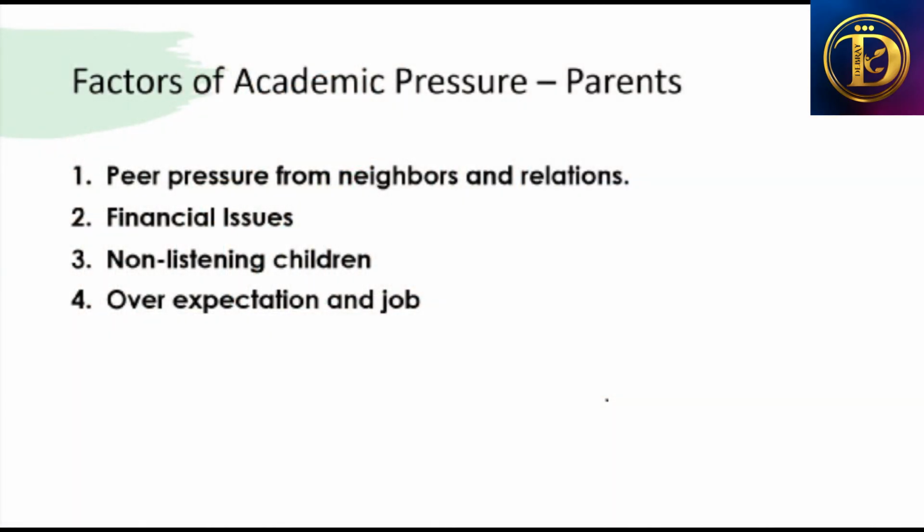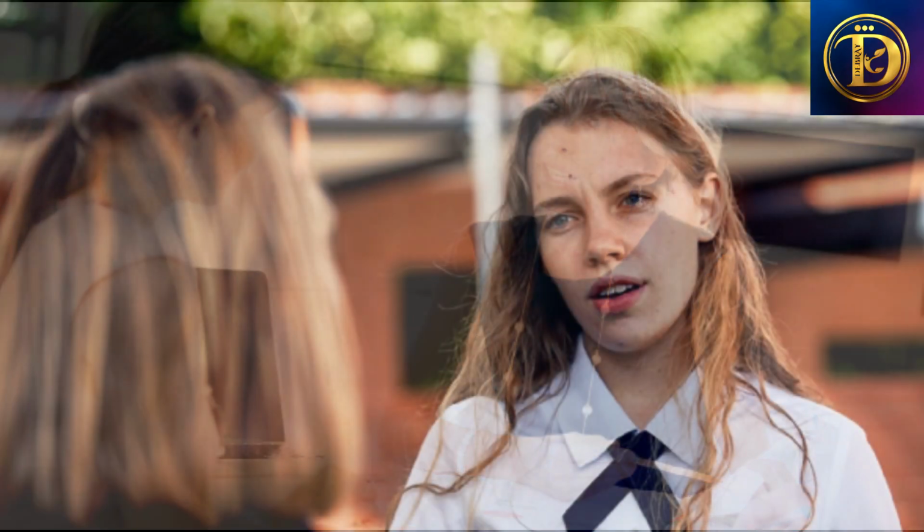And number 4, over expectation and job. Parents get their own pressure by expecting more from their children. They want their children to be at the top of the academic ladder always. Job fear and employment risk also bring pressure into their minds. They are constantly thinking about kids' future and job.